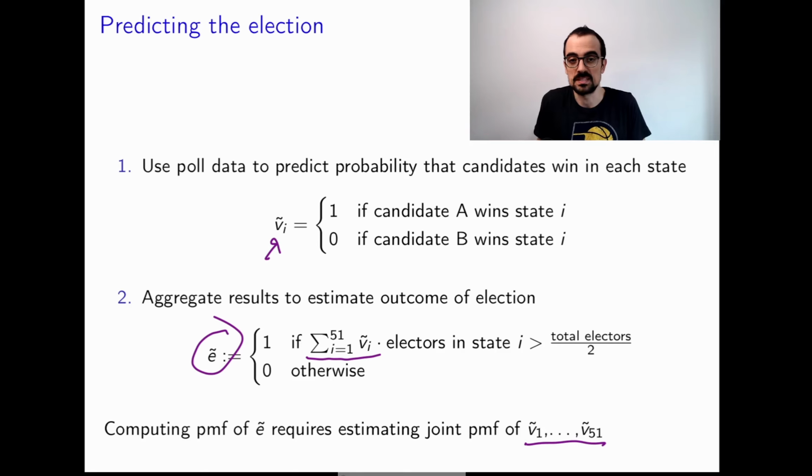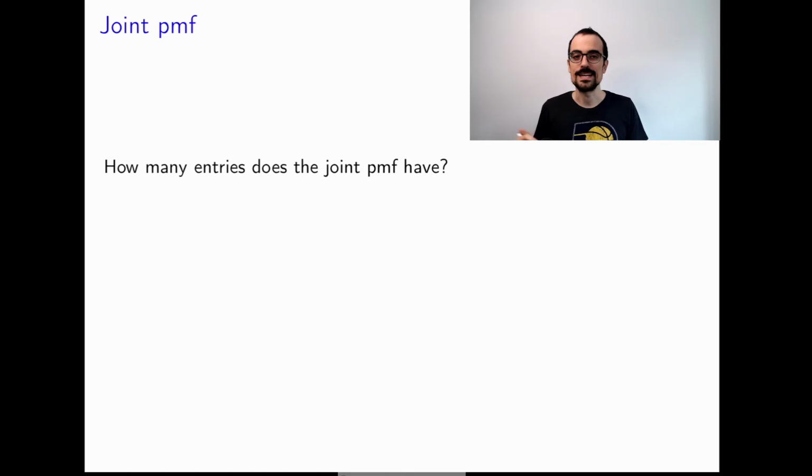But that doesn't seem that problematic. We have a mathematical object that deals with this. That's just the joint probability mass function of all of these random variables. So how about you just estimate it from data and don't make such a big deal out of it? Well, okay, so how many entries does this joint PMF have? Think about it for a moment. There's 51 states, so maybe I'll even write it down.